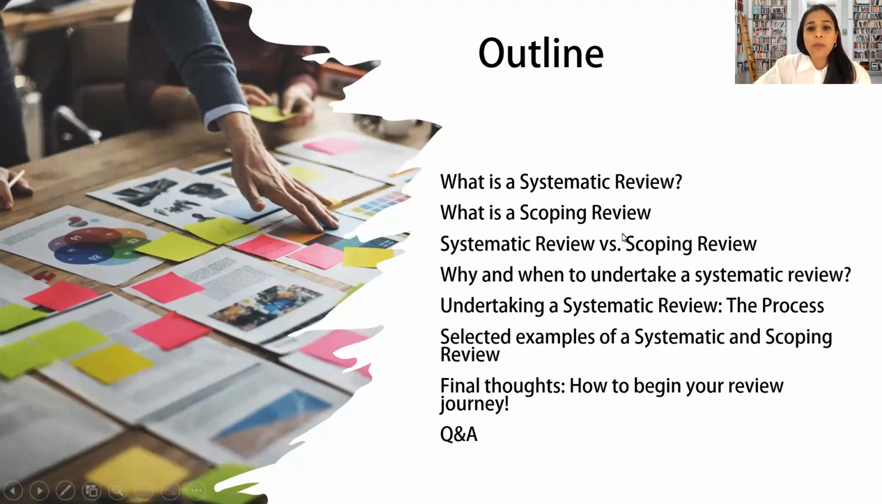So today we will begin with a brief introduction of what these reviews are. They are different, they're not the same. It'll be good to understand how they are different from each other, and when and why you should undertake a systematic review, the process of doing a systematic review and a scoping review. And then we share some examples of scoping and systematic reviews of the work that we've published. And lastly, we'll discuss how you can begin your review journey. And then, of course, we'll end with Q&A.